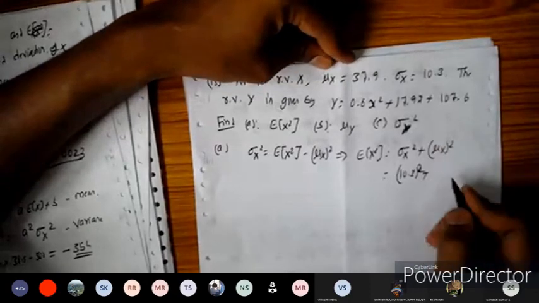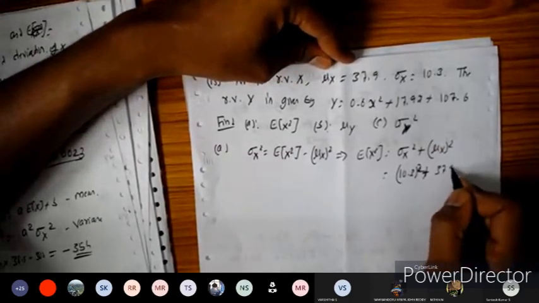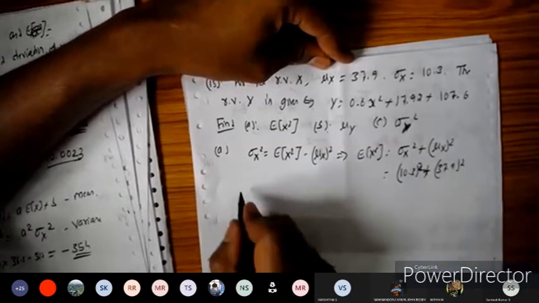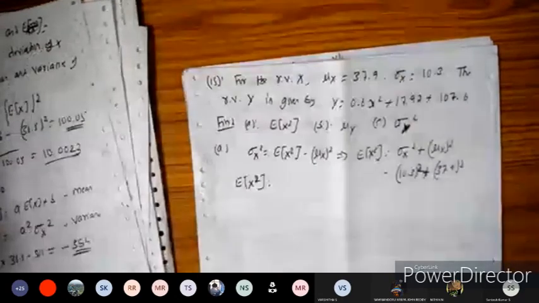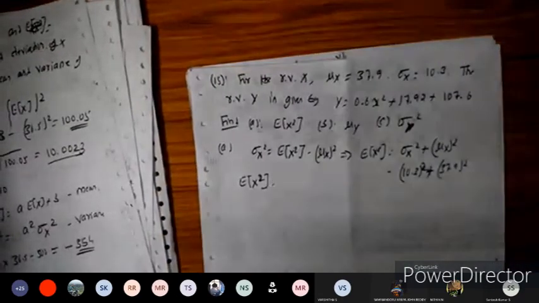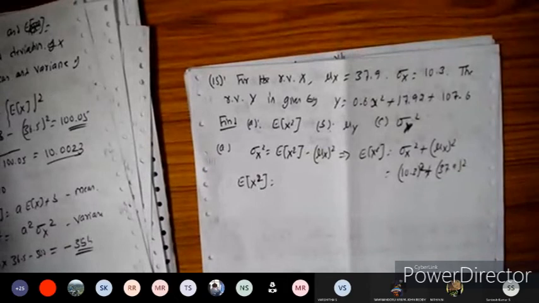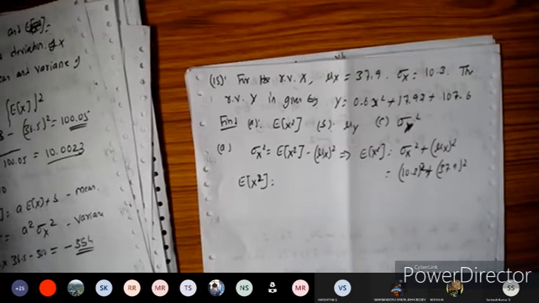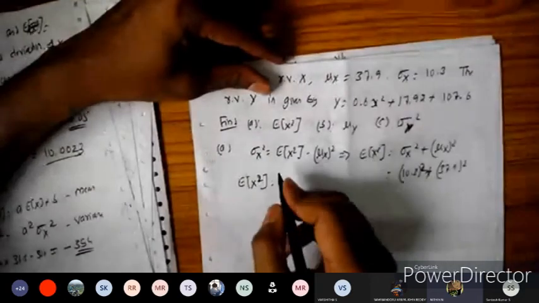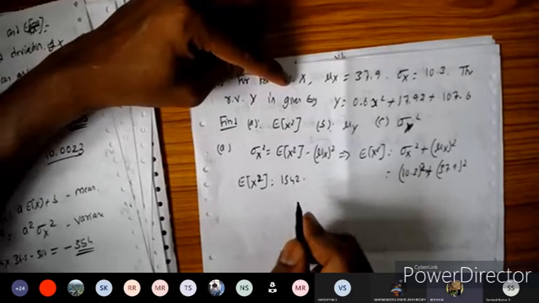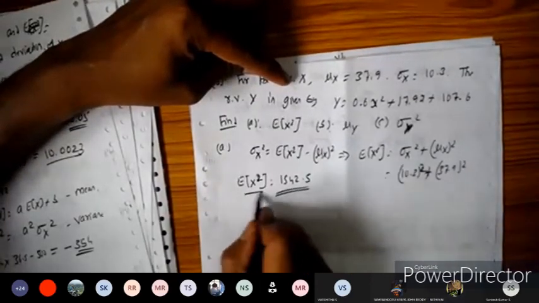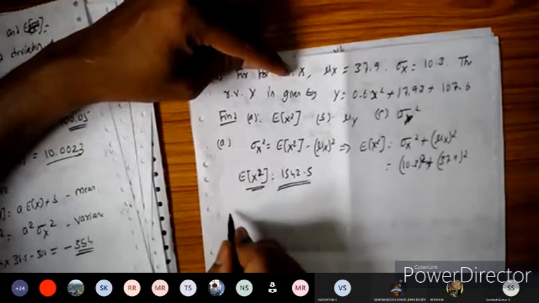So don't get confused here. And mu x is 37.9, the whole square. So how much will you get here for the expected value of the x square? When you are solving the problem, do the calculation here itself, so that 50% of your learning will be completed here in the class. 1542.5, sir. 1542.5. Very good, excellent.